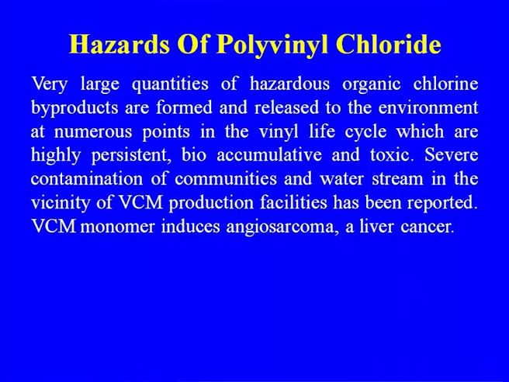Very large quantities of hazardous organic chlorine byproducts are formed and released to the environment at numerous points in the vinyl life cycle, which are highly persistent, bioaccumulative and toxic. Severe contamination of the communities and water systems in the vicinity of the vinyl chloride monomer production facility has been reported. So, this is why I was telling you that it is not the PVC as such, it is the vinyl chloride monomer plant that is one of the major sources of pollution.